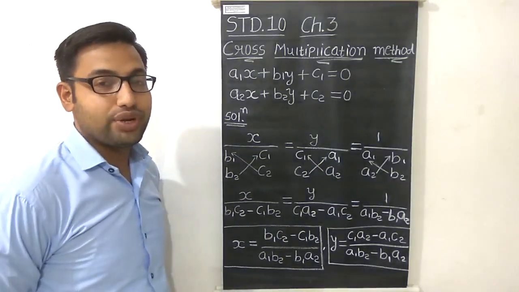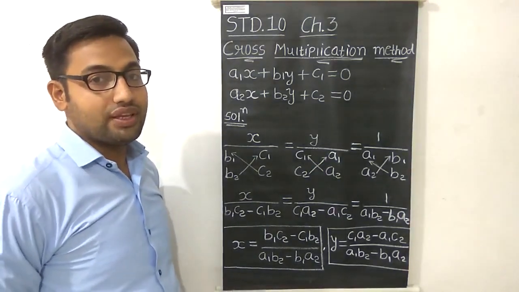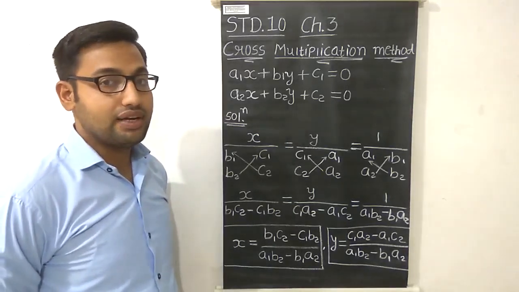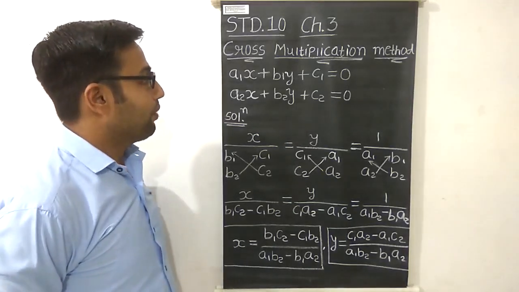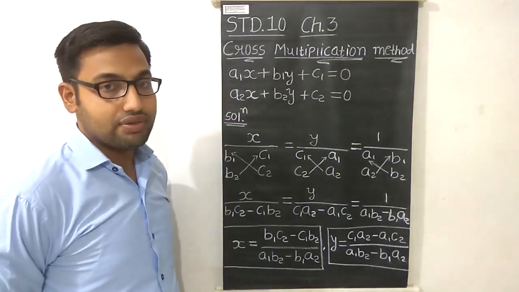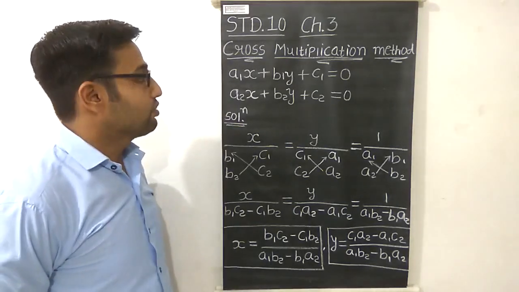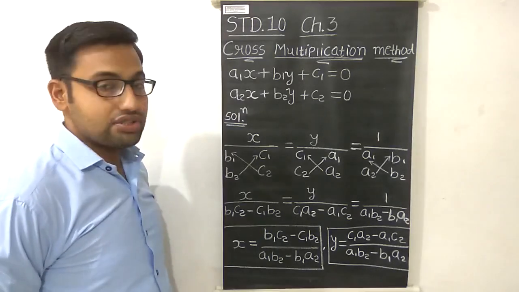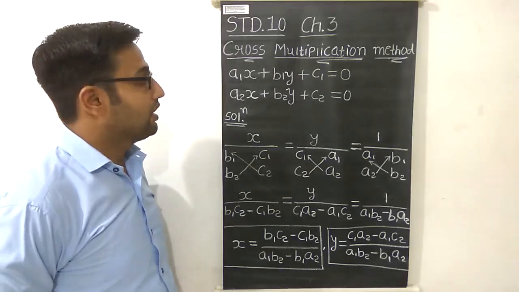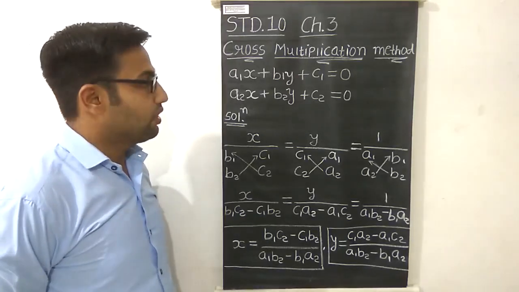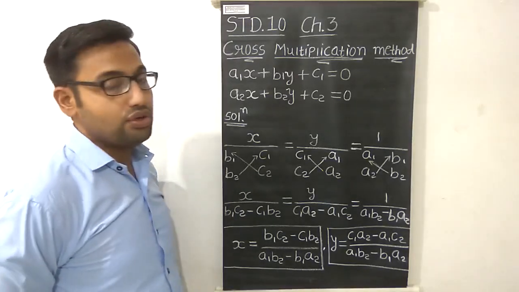Hello students, today we will study the third method, that is the cross multiplication method. This is from chapter number 3, standard 10, pair of linear equations in two variables. Before this we have studied the elimination method and the substitution method. So this is the third method to solve a pair of linear equations in two variables.